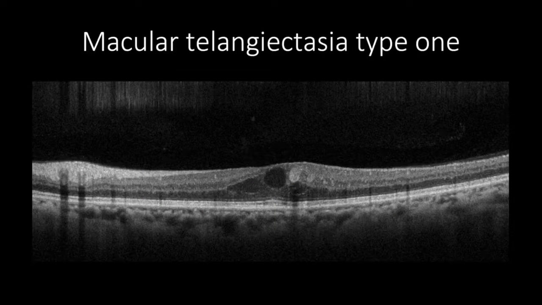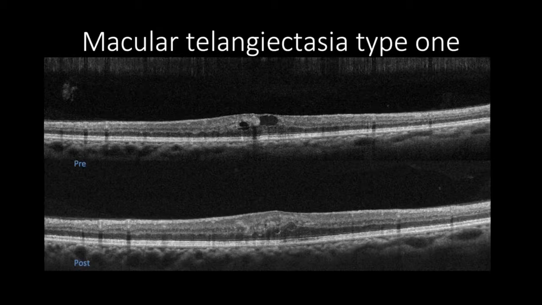OCT exhibits different findings in different types of macular telangiectasia. In type 1 macular telangiectasia, there would be an increased retinal thickening with empty or non-empty cystic changes, with or without subretinal fluids and loss of foveal pit. Sometimes it can present with hard exudates. OCT is very useful to follow up and assess treatment efficacy in cases of macular telangiectasia type 1.